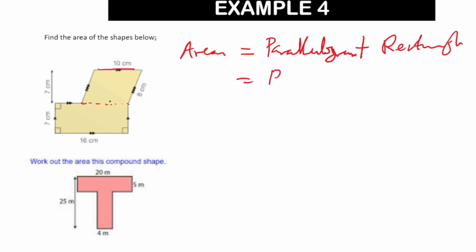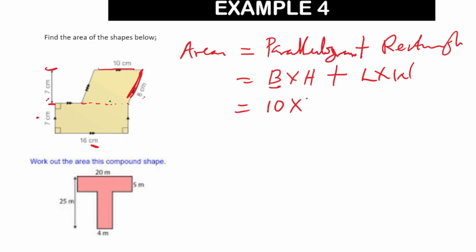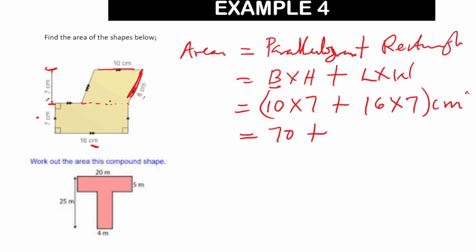So the base of the parallelogram is 10. That is base times what? Height. Plus the area of a rectangle, which is length times what? Width, or breadth. So for the base here, this is 10. The height is this. This is not the height. I told you the other time. This is not the height. So the height is measured from here to here. That is 7, plus the length here, 16, times what? 7. So this will give us 70 plus everything in centimeter squared.